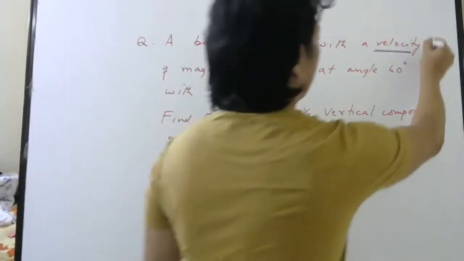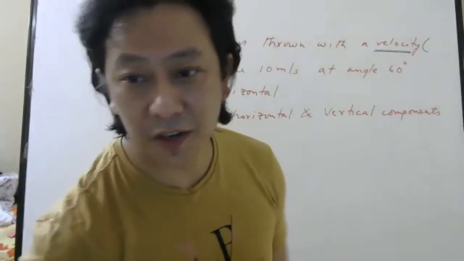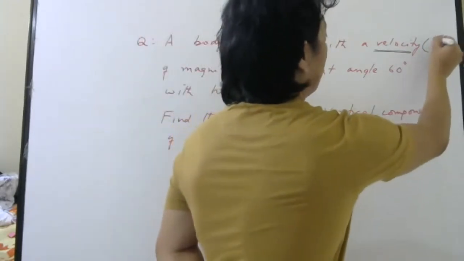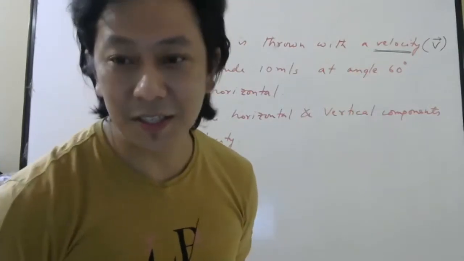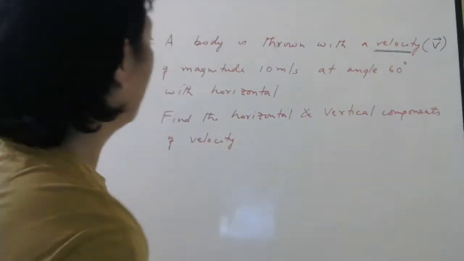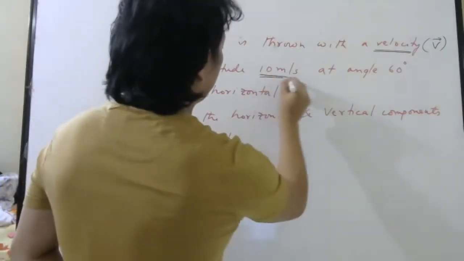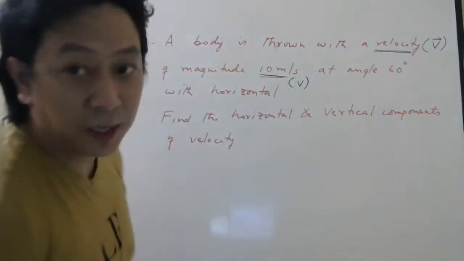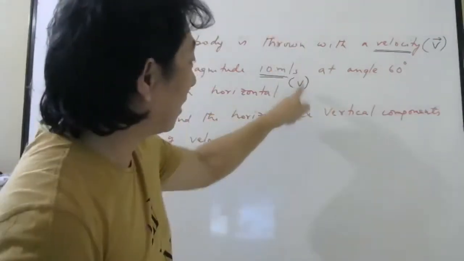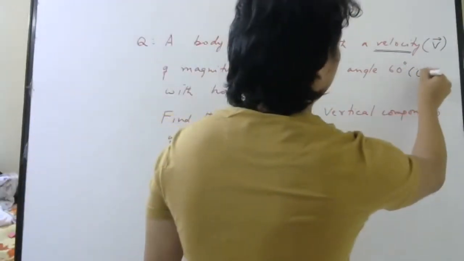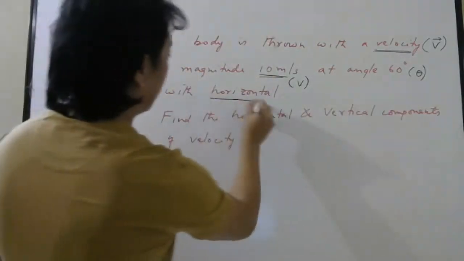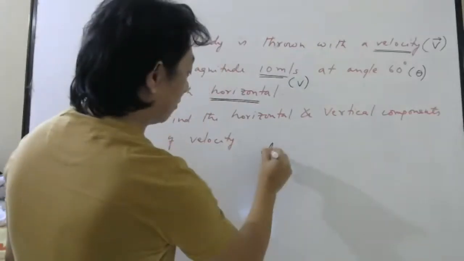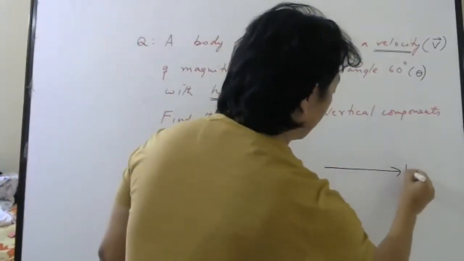Velocity is the vector. So you can give some symbol. What kind of symbol should we give for velocity? V bar. Right? V bar will be a nice symbol. V for velocity. Since it is vector, V bar. Magnitude is 10. So this is your magnitude. Magnitude we write without the bar. And this is the angle theta. And it makes angle theta with what? With horizontal. Right? So let us solve the problem. Let us say this is horizontal.